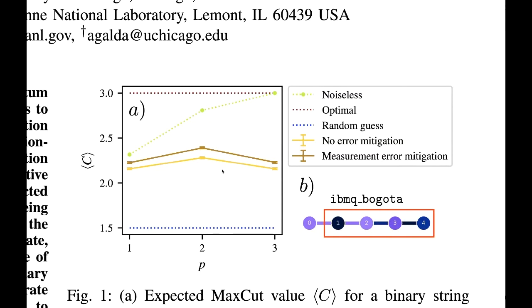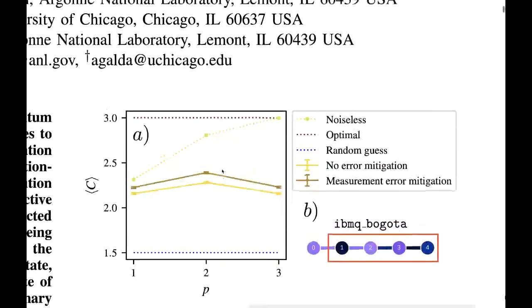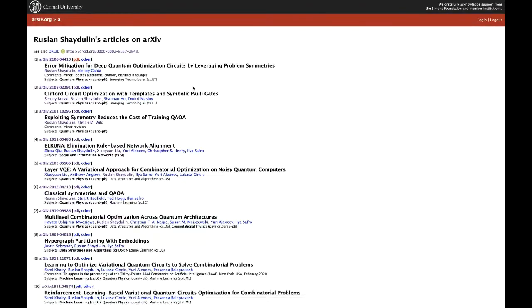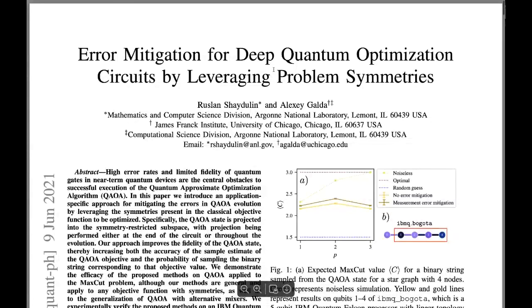I hope this answers your question. Thank you for an excellent question. And I would recommend this paper. It shows a method for mitigating these errors by leveraging the structure of the QAOA ansatz. And I can drop this link in the chat.